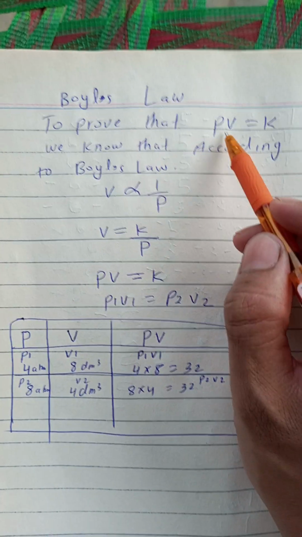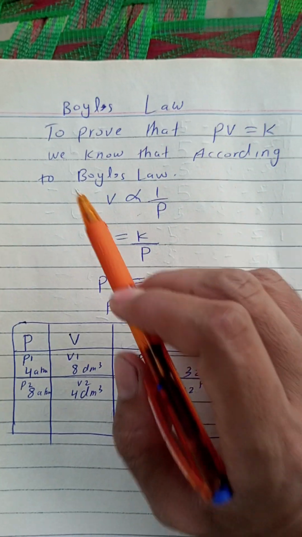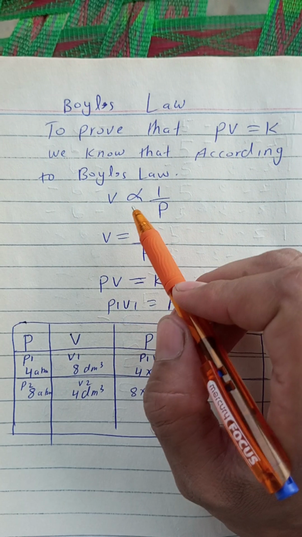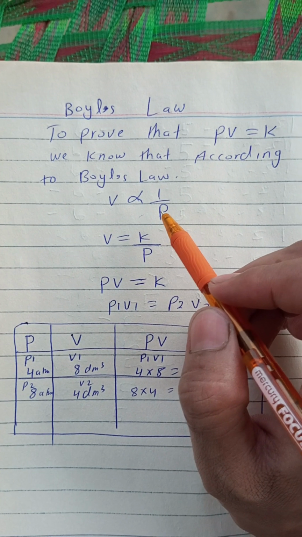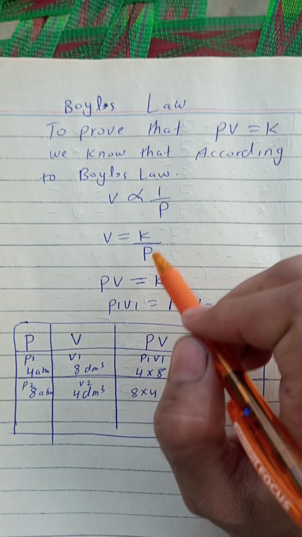In today's video, we will discuss Boyle's law, and we will prove how PV is equal to K. We know that according to Boyle's law, the volume of a given mass of a gas is inversely proportional to the pressure at constant temperature.